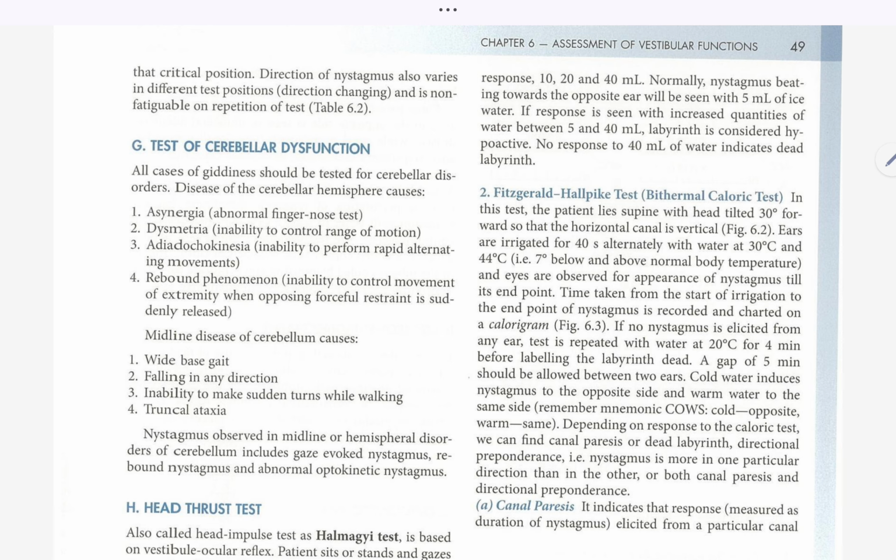If no nystagmus is elicited from any ear, test is repeated with water at 20 degrees Celsius for 4 minutes before labeling the labyrinth dead. A gap of 5 minutes should be allowed between 2 ears. Cold water induces nystagmus to the opposite side and warm water to the same side. Remember the mnemonic COWS. Cold opposite, warm same. Depending on the response to the caloric test, we find canal paresis or dead labyrinth, directional preponderance, that is, nystagmus is more in one particular direction than in other, or both canal paresis and directional preponderance.